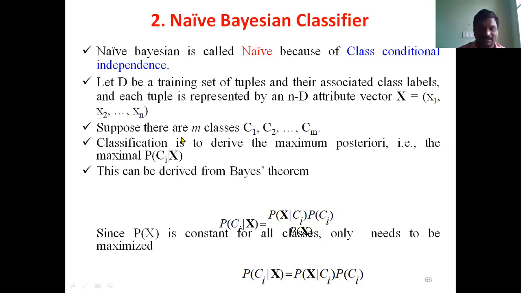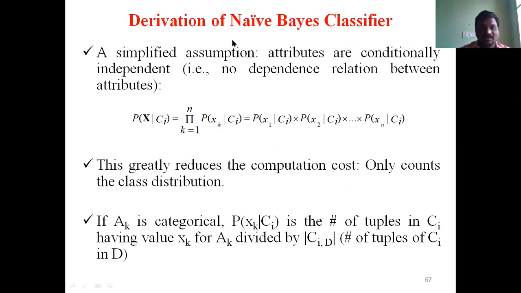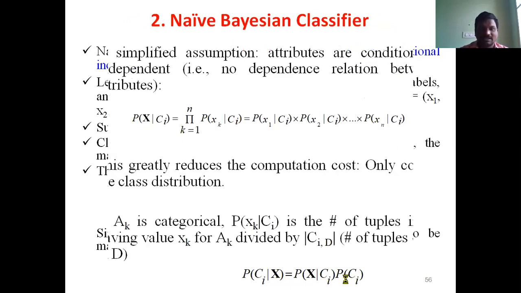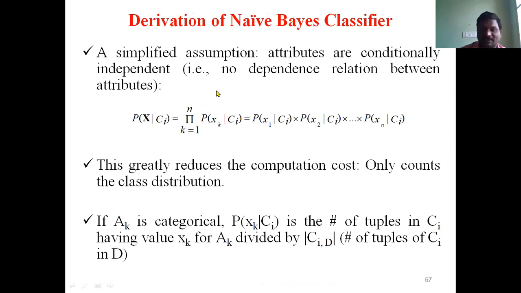That means in the first step, you are considering m classes. From the m classes, you are deriving the posterior probability of Ci given X. From the Bayes theorem, probability of Ci given X equals probability of X given Ci into probability of Ci divided by probability of X. Here probability of X is a constant value. Finally you have probability of X given Ci into probability of Ci.